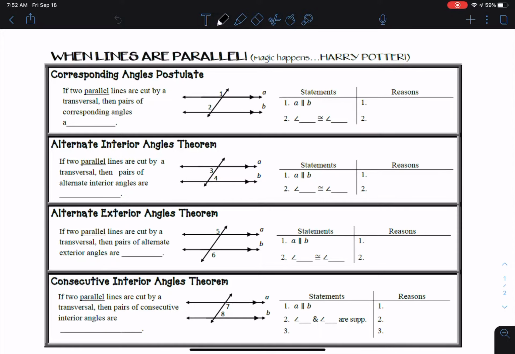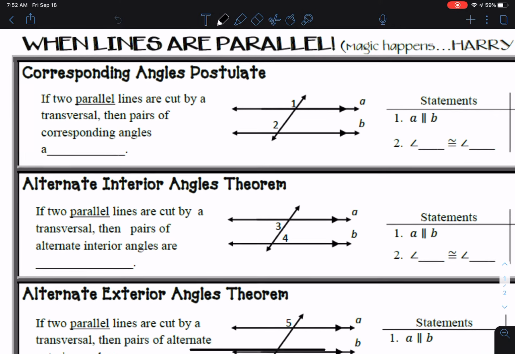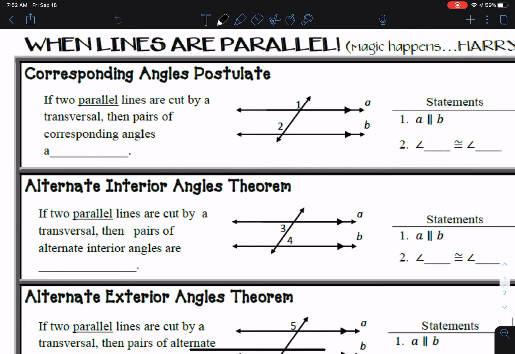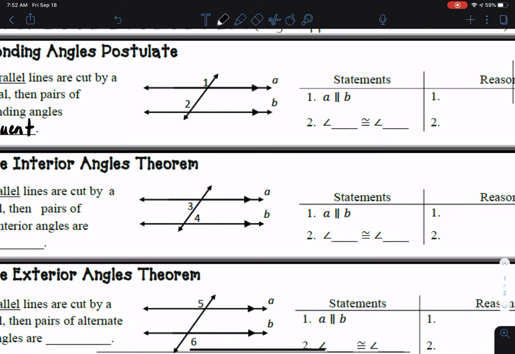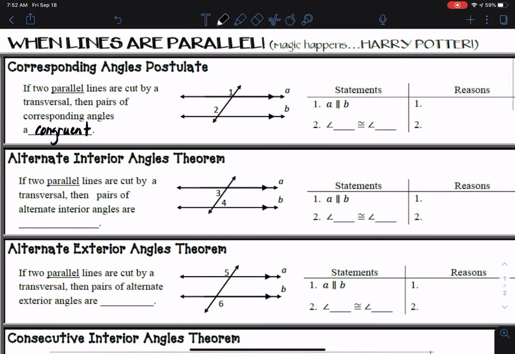So if I'm looking at those, what do you think they are? If you're looking at angle 1 and angle 2, I would say that they are congruent. So over here, statements, A and B are parallel, so that means that angle 1 is congruent to angle 2. Reasons, I'm not really going to go over that today, so I wouldn't worry about it.